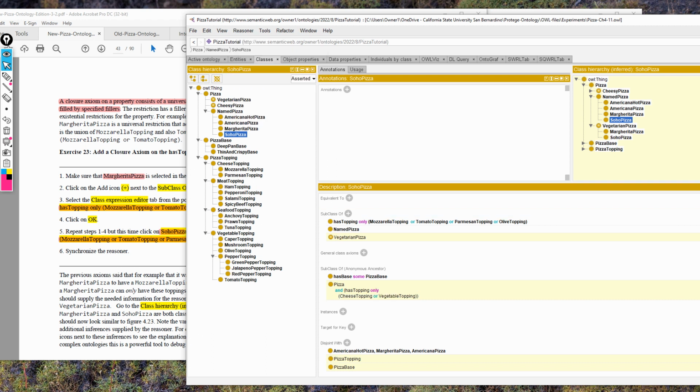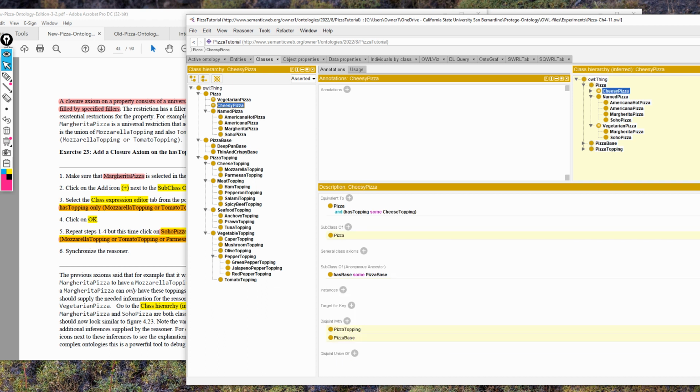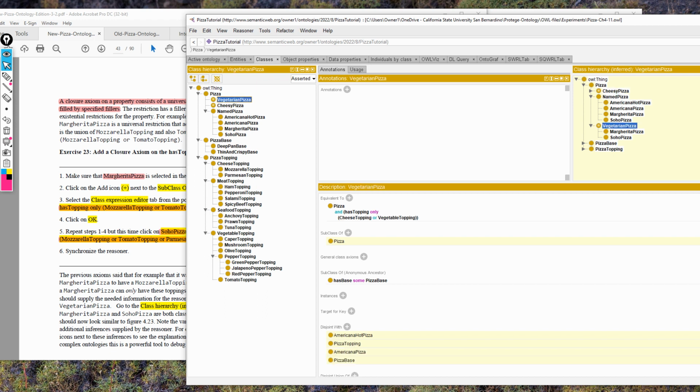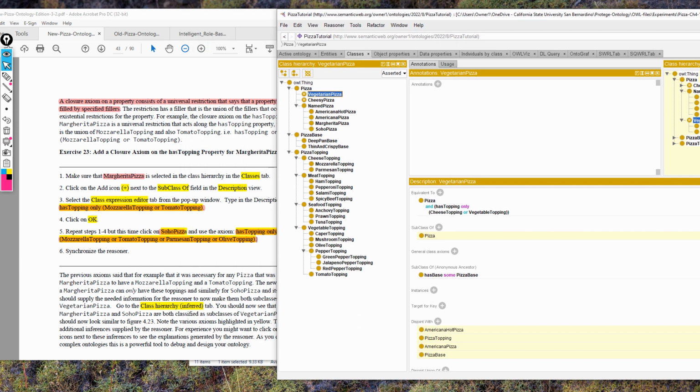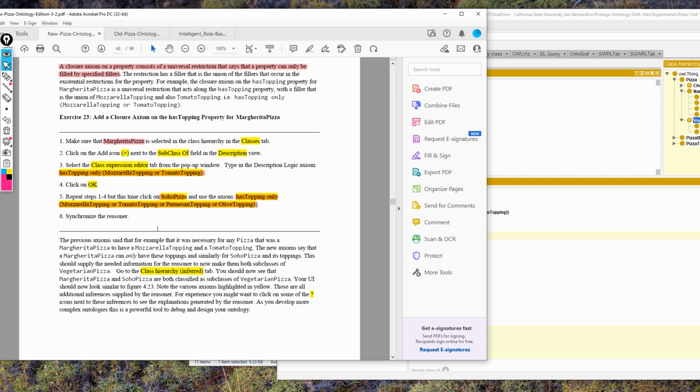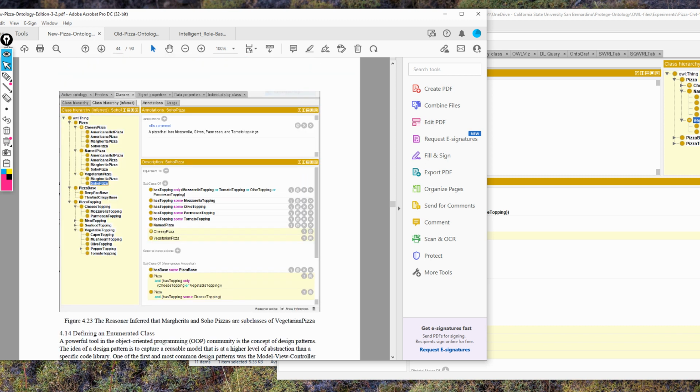Okay, now as you can see, it's classified as the vegetarian pizza, right? And think about it. Why now? Like both Soho pizza and Margarita pizza, it suddenly is no longer part of the cheese pizza, right? And think about why. Okay. Now let's just click on the icon next to this inference to see the explanation generated by the reasoner. Okay, it'll be interesting. It's educational, right?